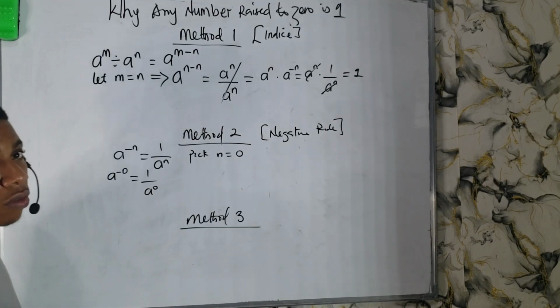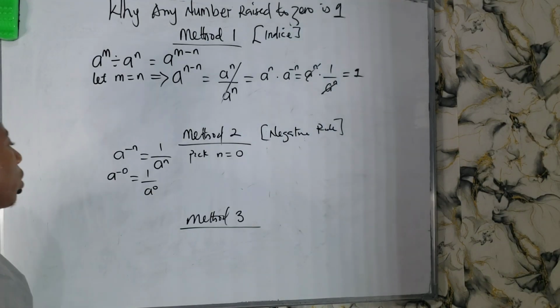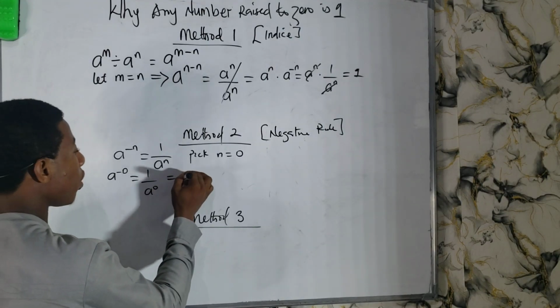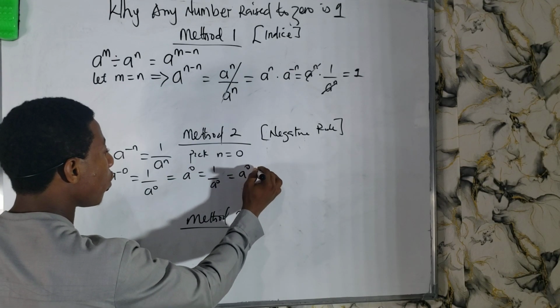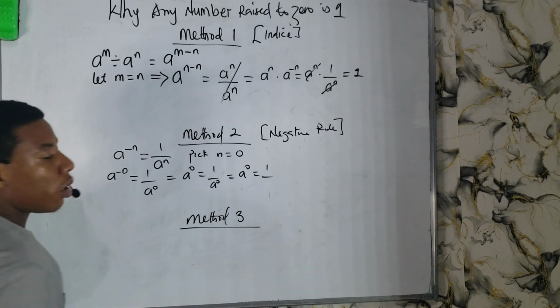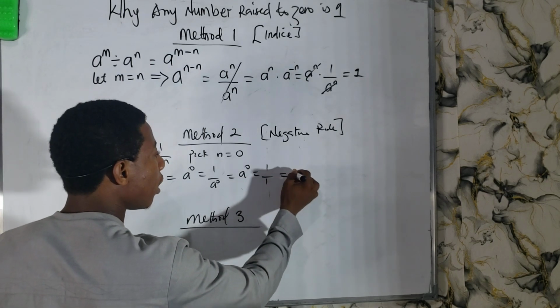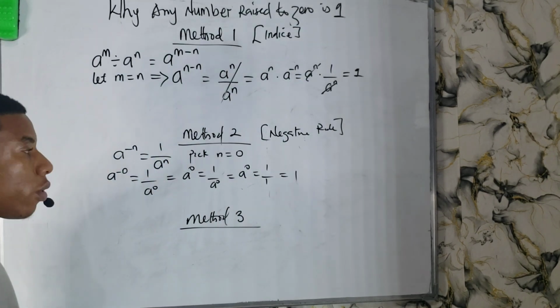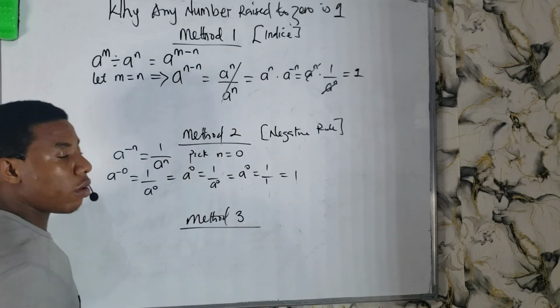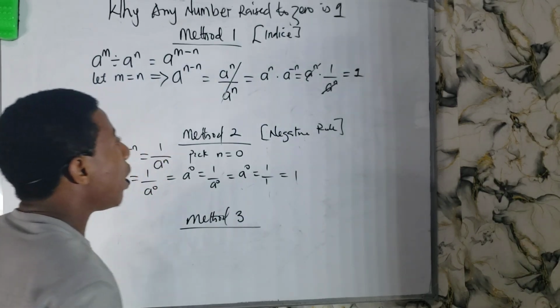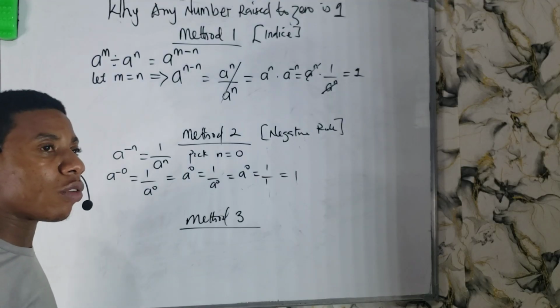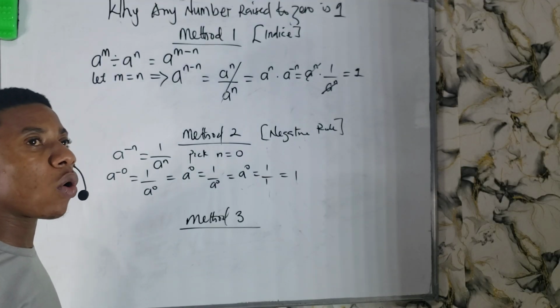By the way, negative 0 is the same thing as 0. So we can still say here that a raised to power 0 equals 1 over a raised to power 0, which equals 1 over 1, and this is still 1. Of course, you know that a raised to power 0 is still 1, and the output will still give us 1.